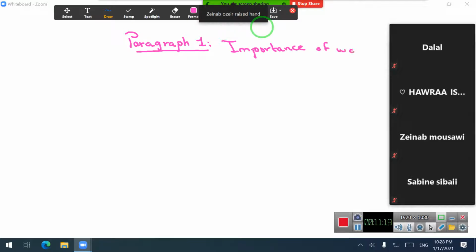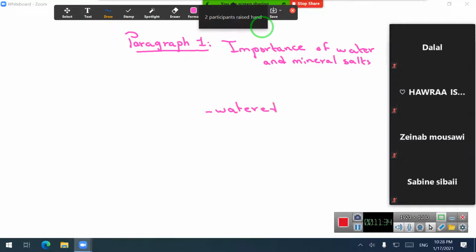Importance of water and mineral salts. You have to observe the documents carefully in order to identify what happens if a plant is watered and what happens if a plant is not watered. Who wants to start reading?